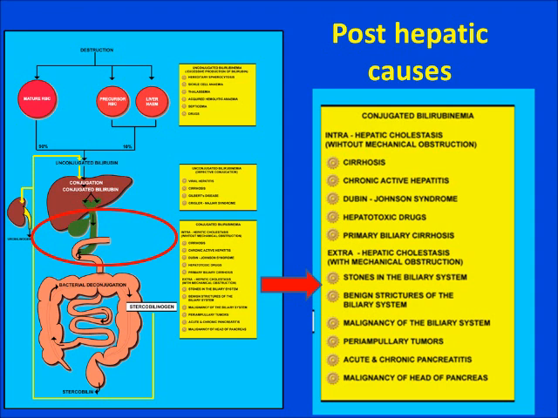In intrahepatic cholestasis, there is no mechanical obstruction, and the common conditions are cirrhosis, chronic active hepatitis, Dubin-Johnson syndrome, hepatotoxic drugs, and primary biliary cirrhosis. Whereas extrahepatic cholestatic jaundice is caused by mechanical obstruction of the bile flow, caused by stones in the biliary system, benign strictures of the biliary system, malignancy of the biliary system, periampullary tumors, acute and chronic pancreatitis, and malignancy of the head of the pancreas.